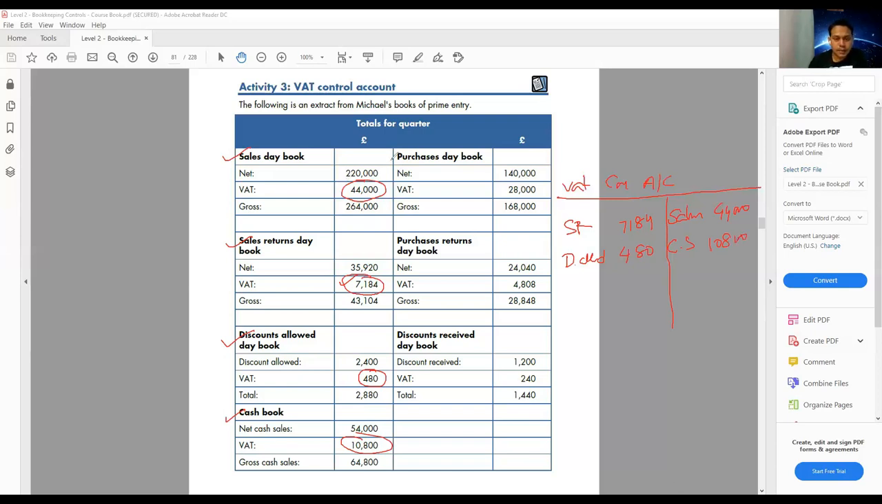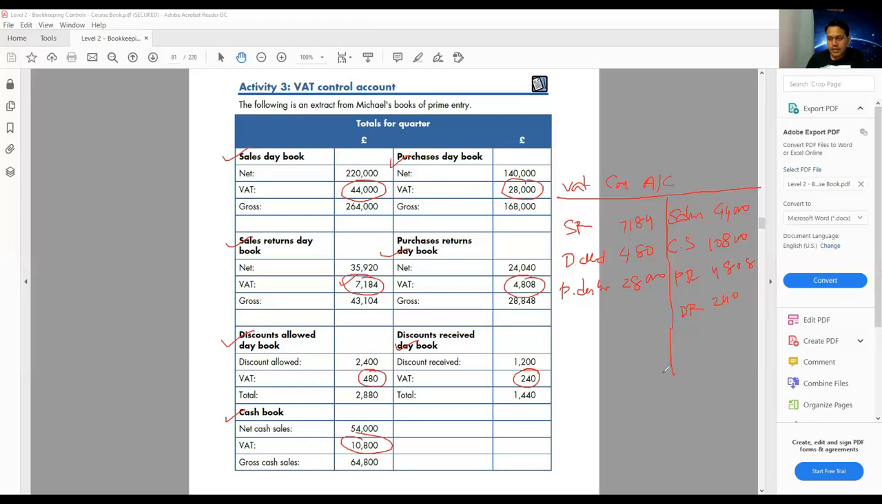Then the next one, we have purchase day book, 28,000. Purchase day book will come on our debit side. Very good. So purchase day book, 28,000, debit side. Then we have purchase return, 4808, that's on the credit side. And we have the last one, discount received, 240. Discount received will be on the credit side.